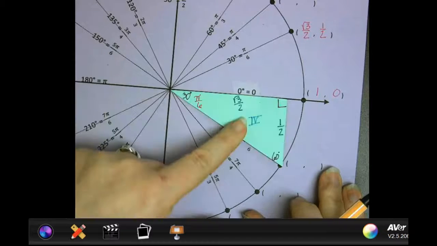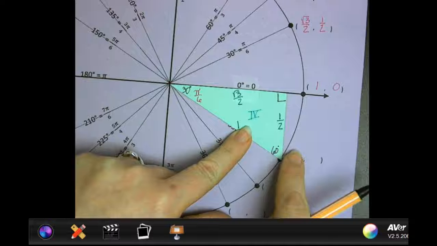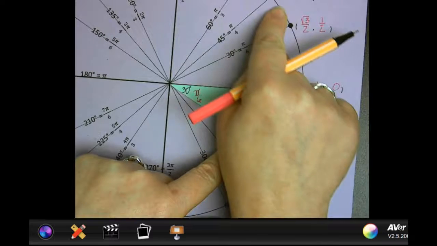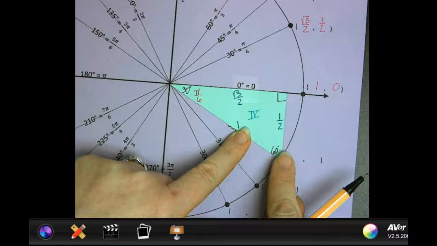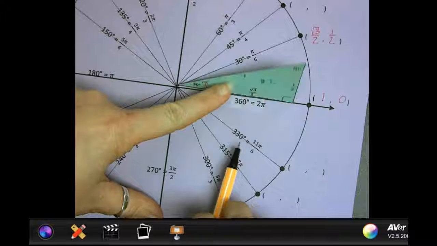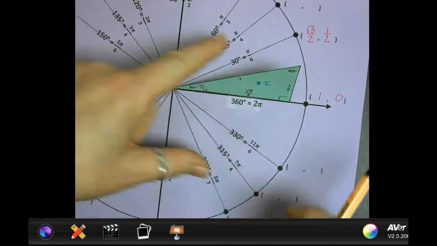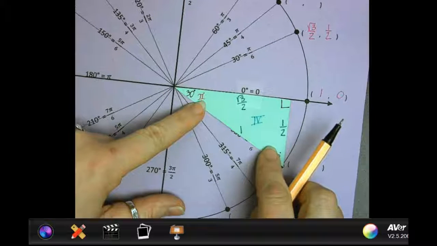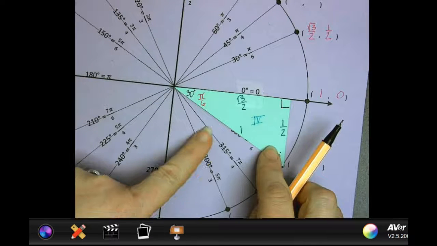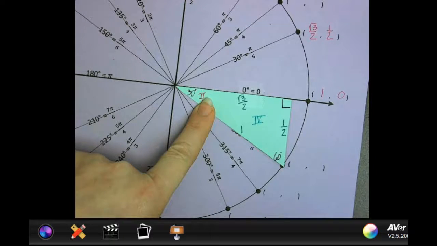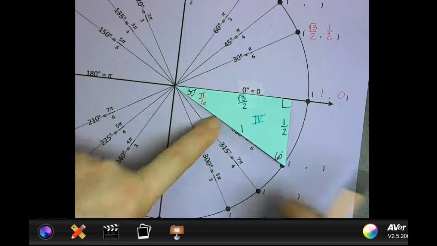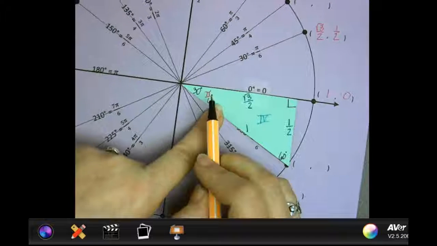So when my point ends up over here, if I start at 1, 0, and my point rotates all the way around the circle in a positive manner to get right here, what would that angle measure be that it went through? 330, right? Or 11 pi over 6. You agree with that? This angle right here is 30, or pi over 6. How is that angle related to my 330? What's it called? The reference angle. The reference angle is the shortest way back to the x-axis. So for 330 degrees, or 11 pi over 6, this 30 here is my reference angle.